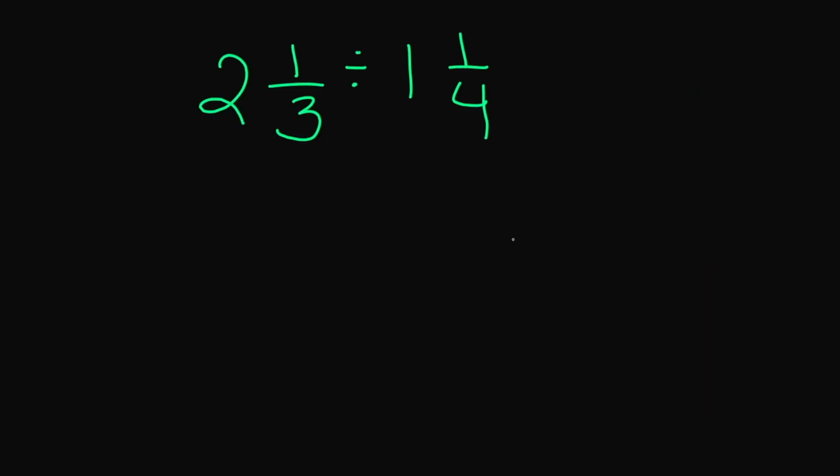So let's look at this example here. Since we are dividing two mixed numbers, the first thing to do is to turn them into improper fractions.